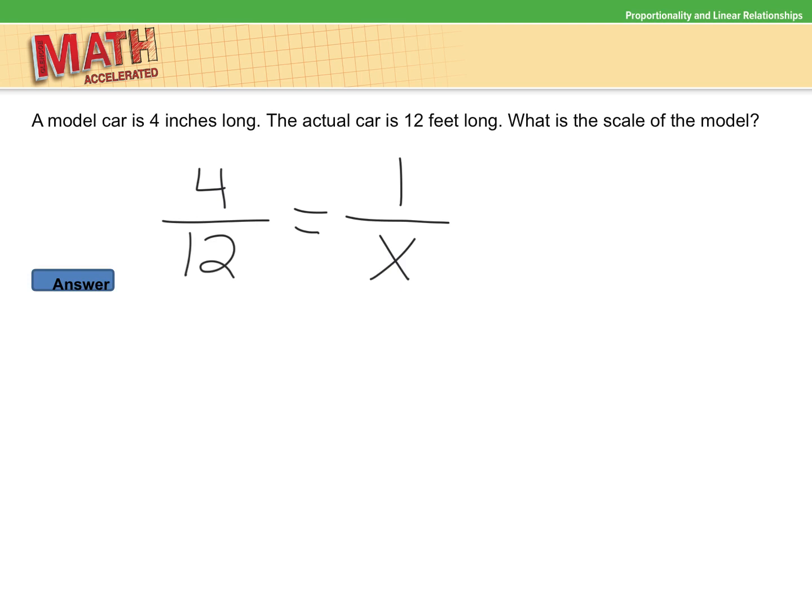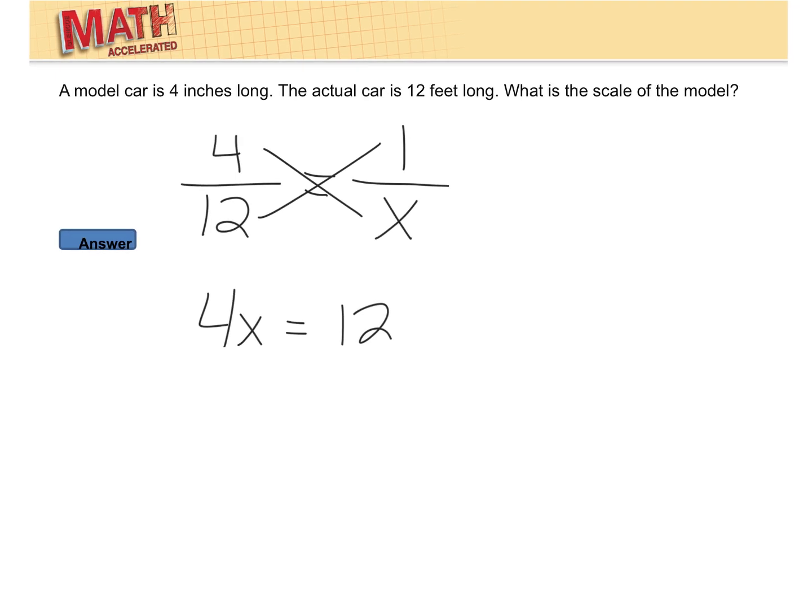How would I solve? 4x and 12. Cross multiply. 4 times x, which is 4x, and then 12 times 1, which is 12. Last step would be to divide by 4. We have x equals 3. What does that tell me? The model is 3 inches, that's 3 feet long. The actual is 3 times as long as the model.